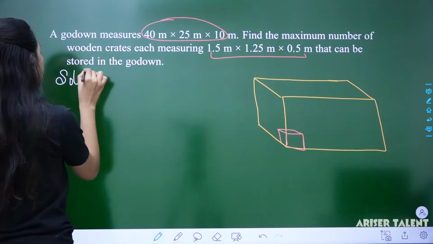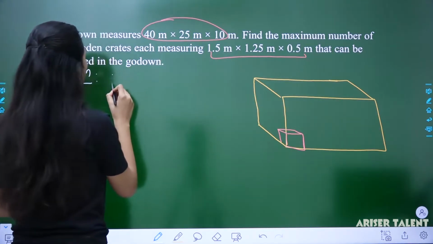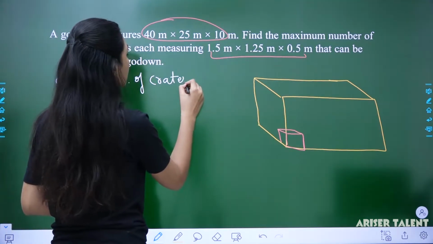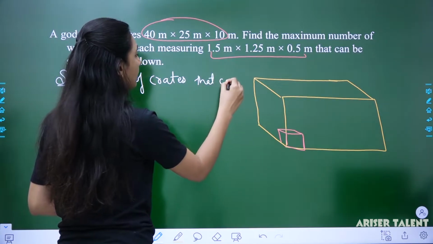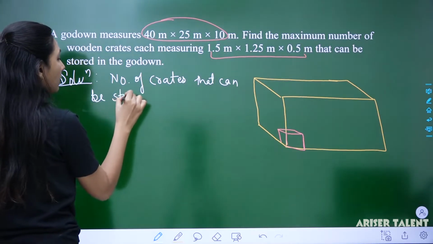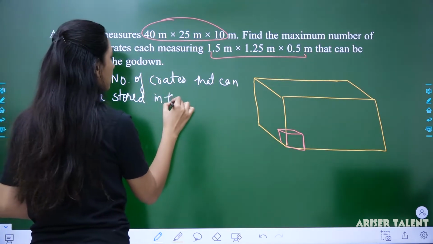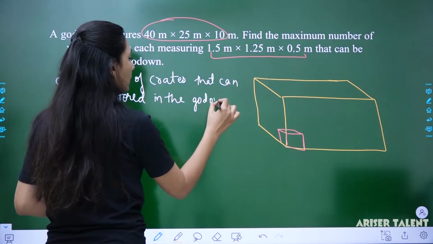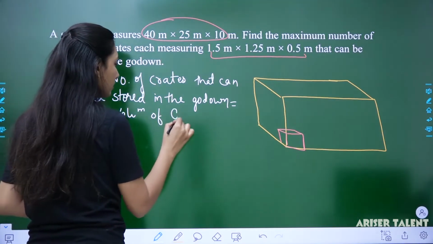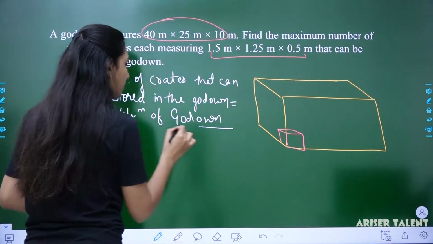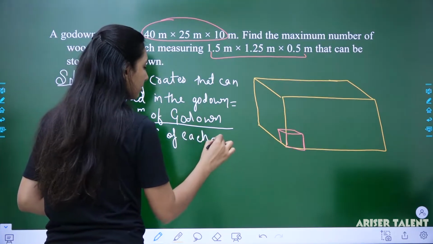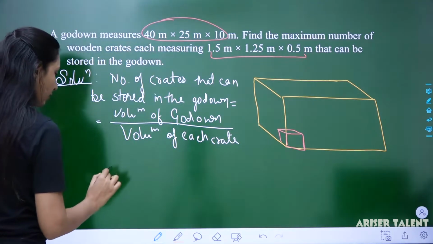Talking about the solution part. The number of crates that can be stored in the godown is equal to the volume of the godown divided by the volume of each crate. That can also be written as volume of godown over volume of each crate.